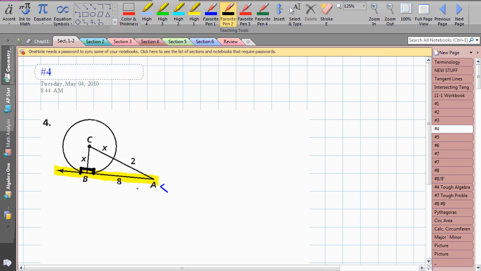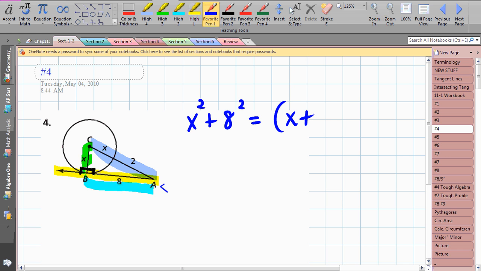In this example, to find not an angle but these sides, I can try to use Pythagoras. I can try to go 8 squared plus x squared equals (x plus 2) squared. So let me write that out. x squared plus 8 squared equals the quantity, notice it's the group, x plus 2 squared. So let's crank this out. Let's see if we can solve for this.